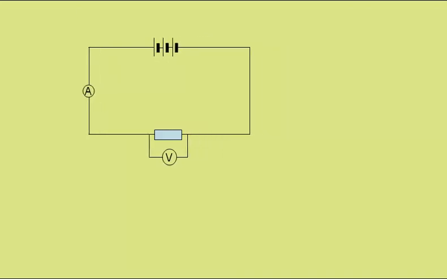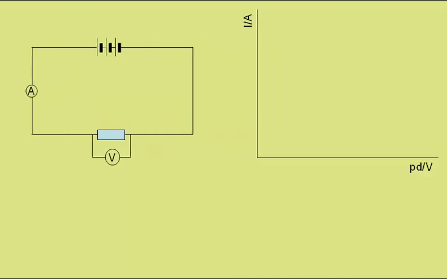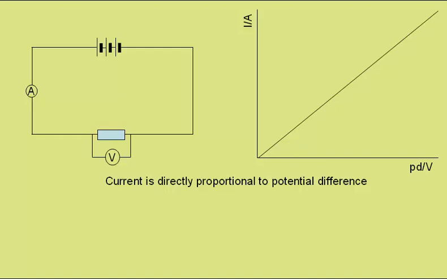If we now plot a graph with current on the y-axis against potential difference on the x-axis, as long as the temperature of the resistor remains constant, we should get something like this, a straight line through the origin. This shows us that current is directly proportional to potential difference, meaning if we double the potential difference, we will double the current, treble the potential difference, treble the current, and so on. This relationship is known as Ohm's law.